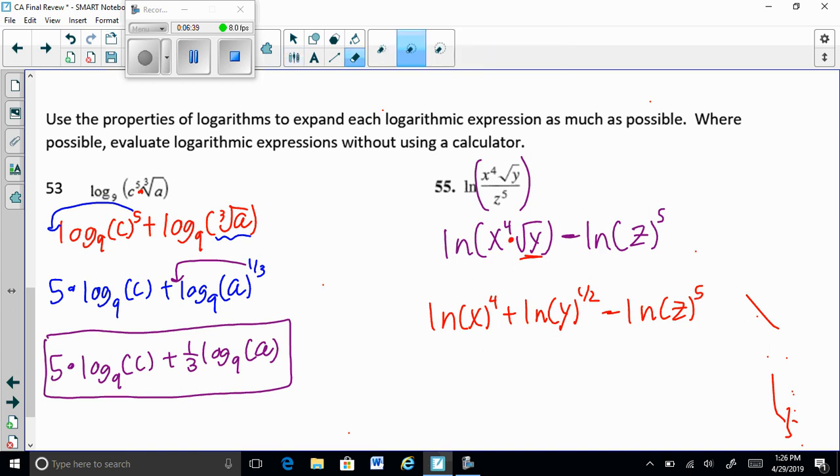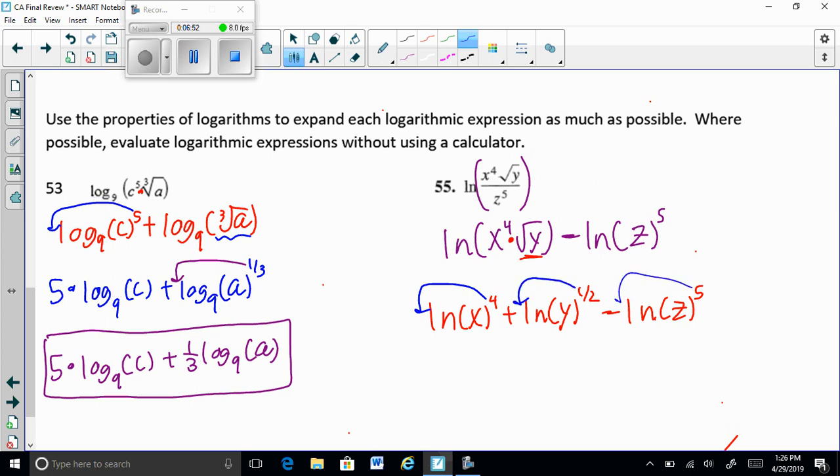All right, so then our last move that we'll want to do here is go ahead and move those exponents. So go ahead and move it here, here, and here. All right, so let's see what we get here. We get 4 natural log of x plus 1/2 natural log of y minus 5 natural log of z.